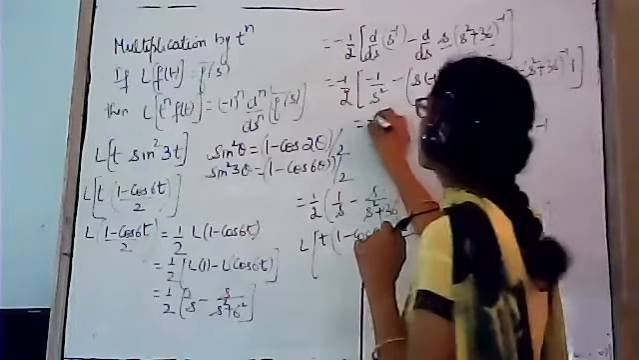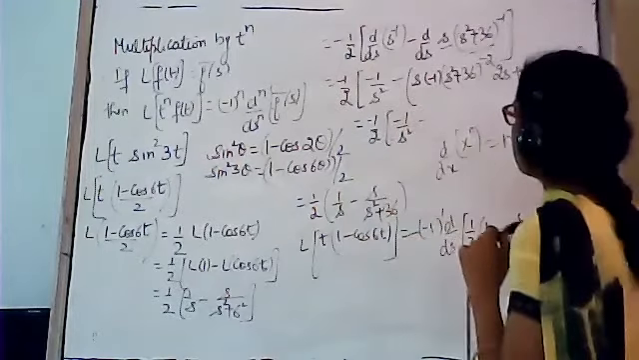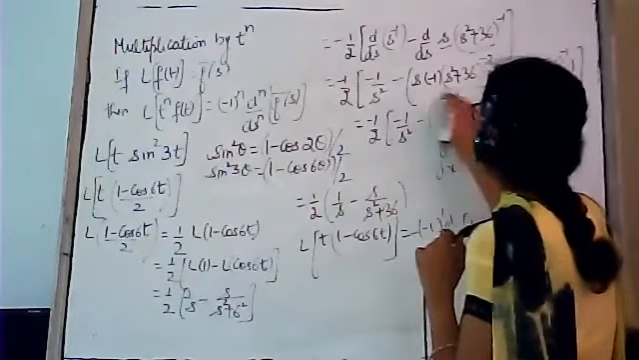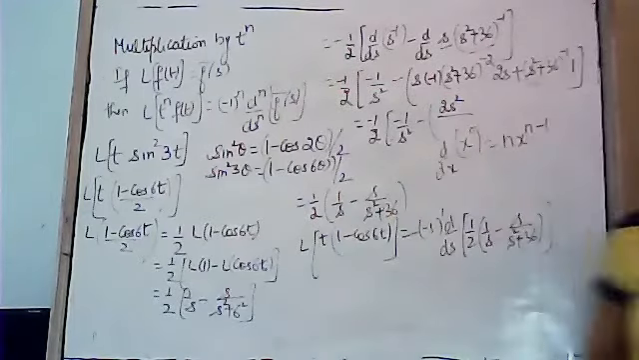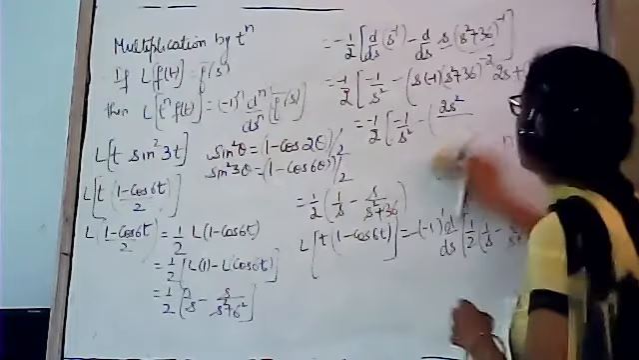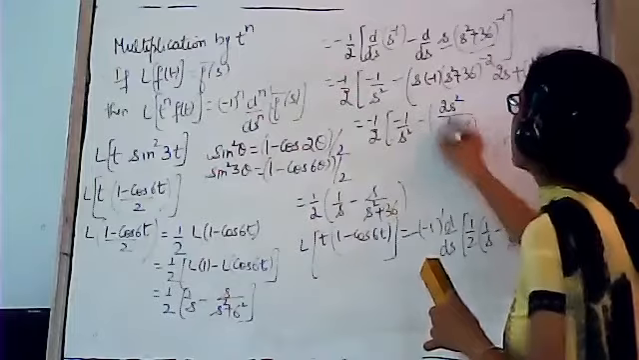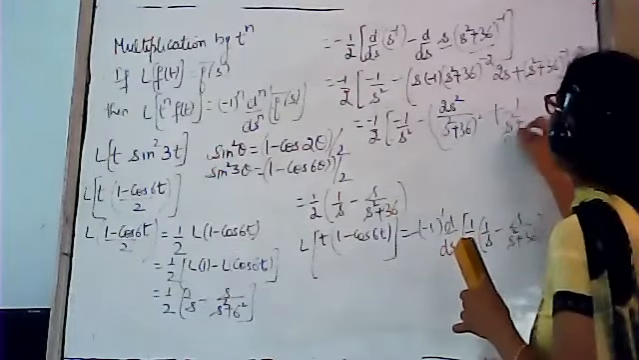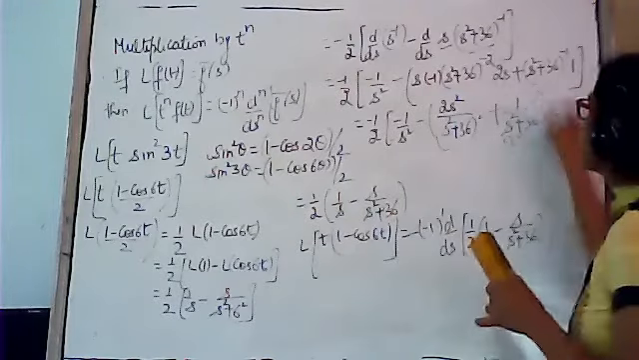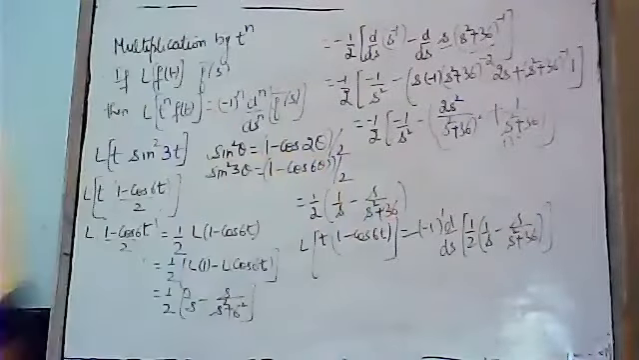So this is equals to -1/2 [-1 by s² minus, this is s and s will be 2s² upon (s² + 36) the whole square. We are taking this term in the denominator, plus 1 upon s² + 36]. So it is up to you. You have to further evaluate it or you can leave it over here.